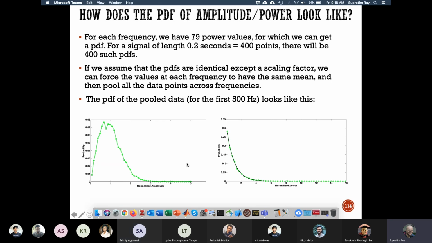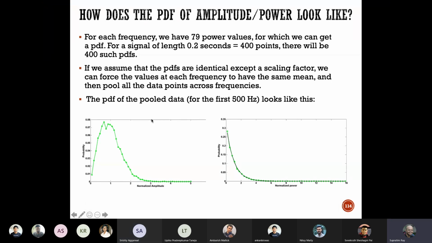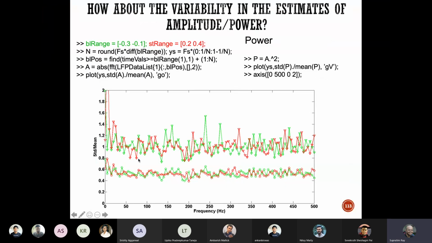Once again, suppose you had 5,000 trials, lots of trials. So I can look at the frequency values, let's say at 40 hertz. How many frequency values do I have at 40 hertz? I have one value for each trial. So I'll have 5,000 trials, 5,000 values, one for each trial.